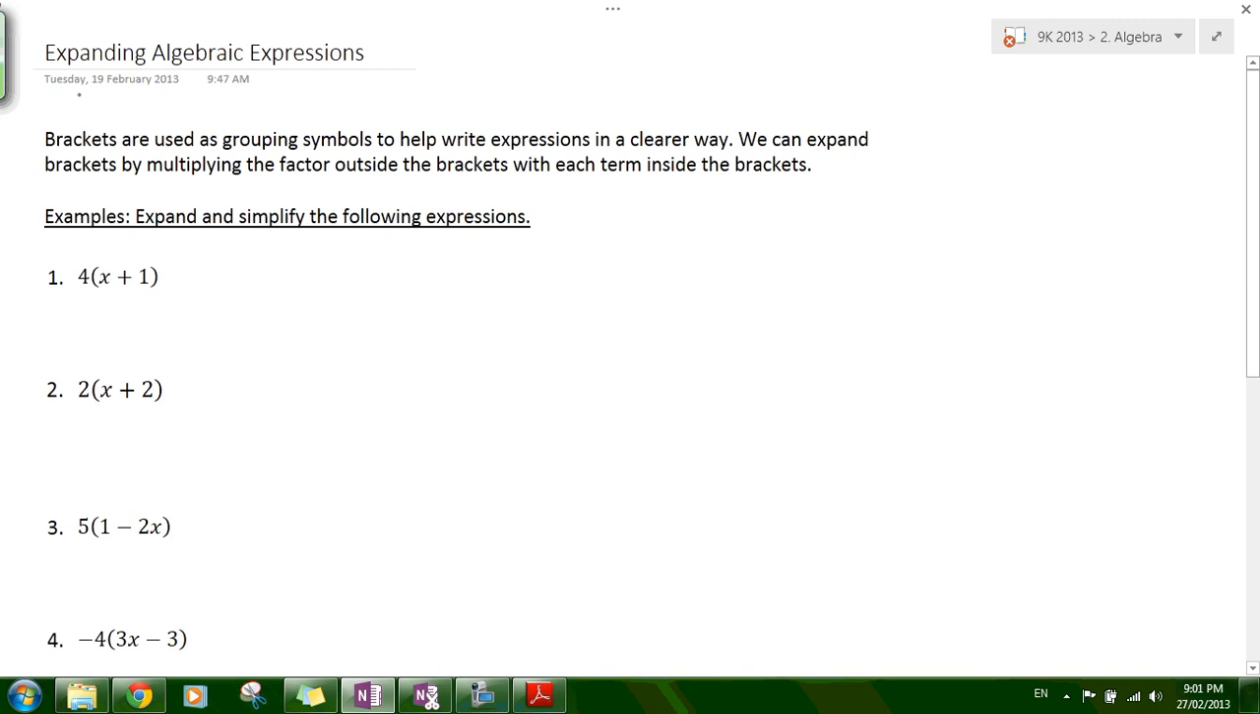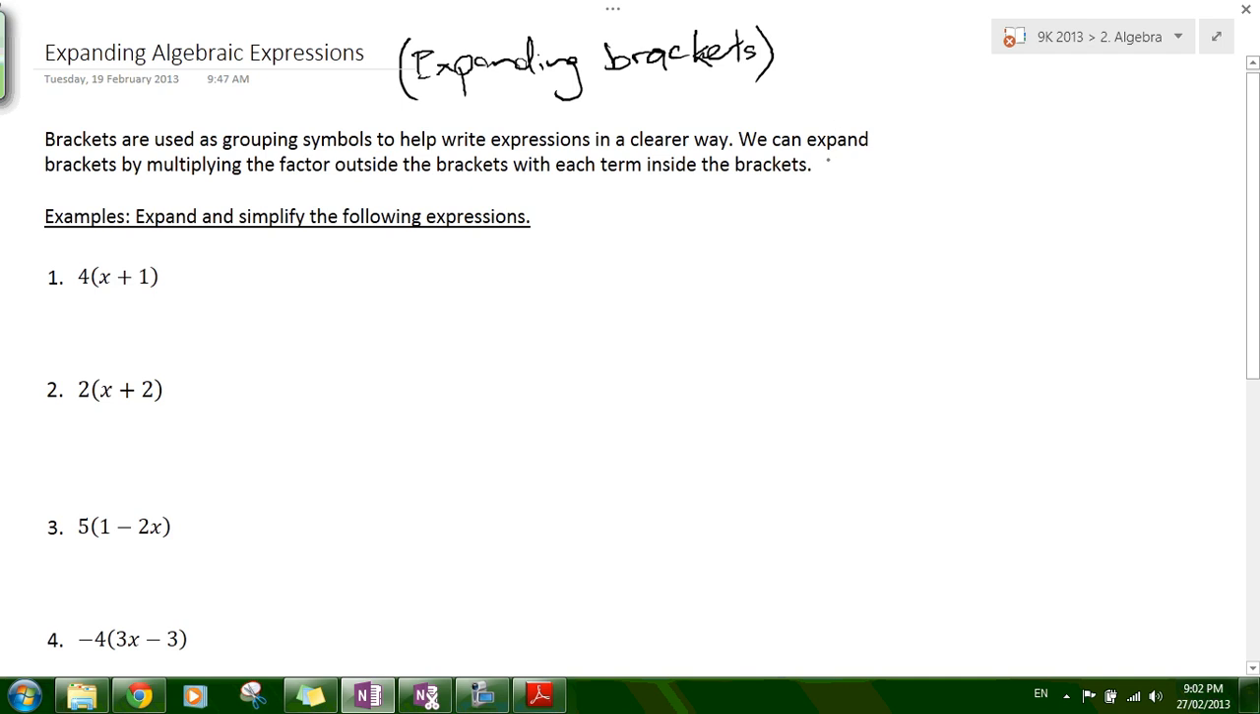Okay, so today we're talking about expanding algebraic expressions, which is basically we're talking about brackets. So you can put, we're going to be expanding brackets. This is an important skill in algebra, to make sure that you can expand brackets to help you simplify expressions. Firstly, brackets are used as grouping symbols to help write expressions in a clearer way. It helps us to break it into different parts. Sometimes you want to get rid of brackets, other times you're trying to get brackets in an expression to help you understand what's happening.